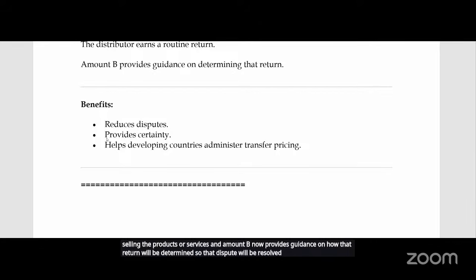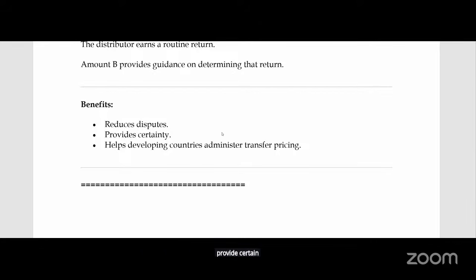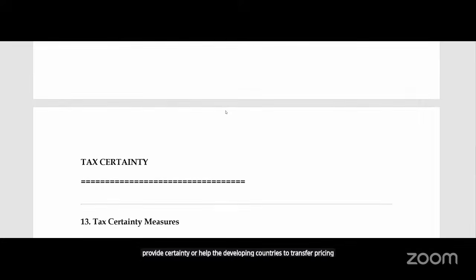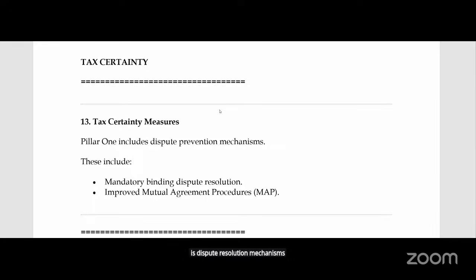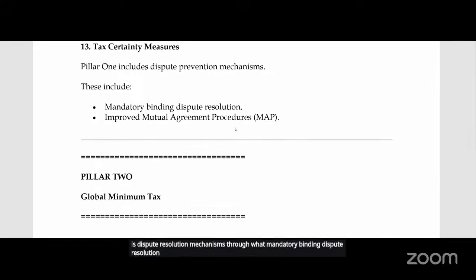And to provide certainty, or help developing countries administer transfer pricing rules well, then tax certainty. Dispute resolution mechanisms come through what? Mandatory binding dispute resolution or MAP, mutual agreement procedures.